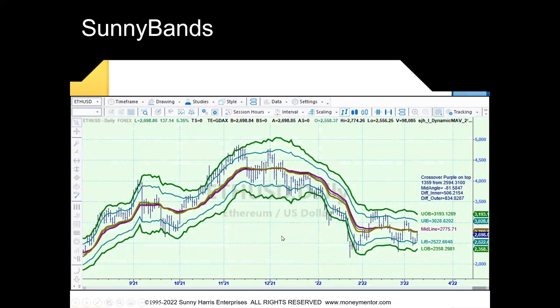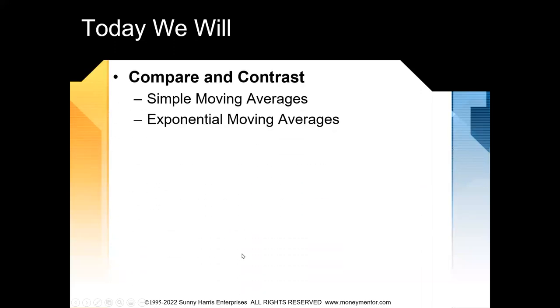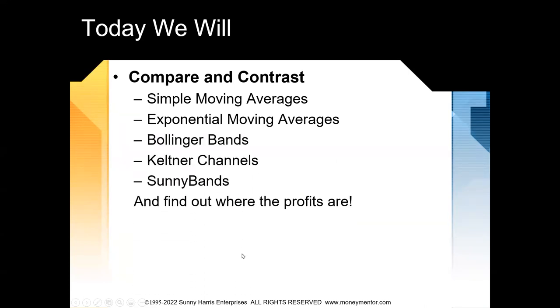These are my sunny bands, which are two range bands around my dynamic moving average. And this is how I trade, is with sunny bands. Today, we will compare and contrast simple moving averages, exponential moving averages, Bollinger bands, Keltner channels, and my sunny bands. And we're going to find out where the profits are.